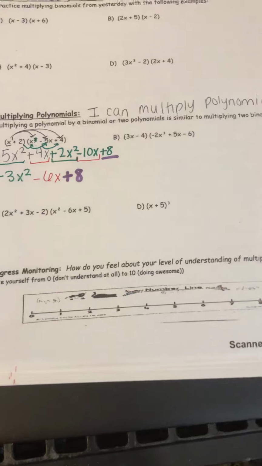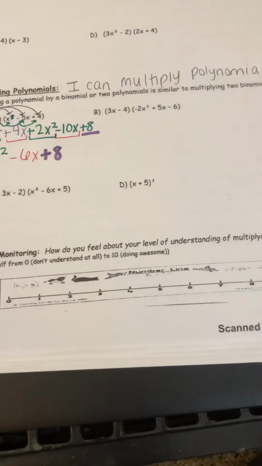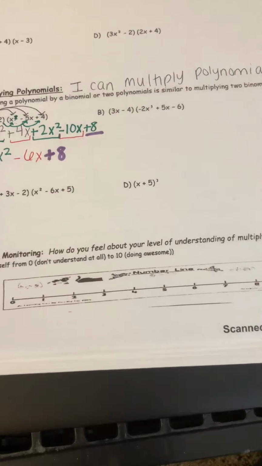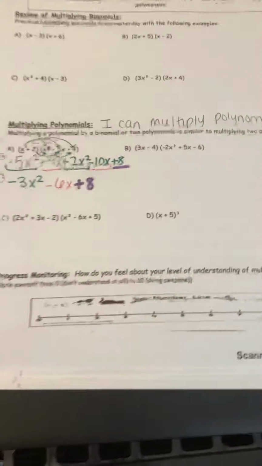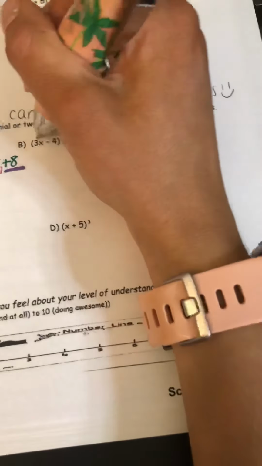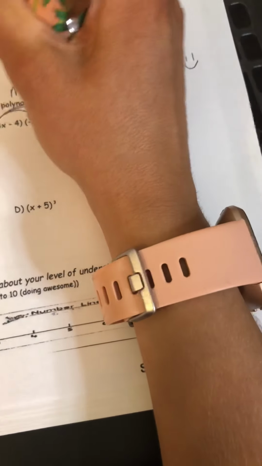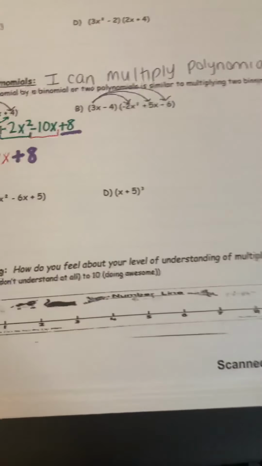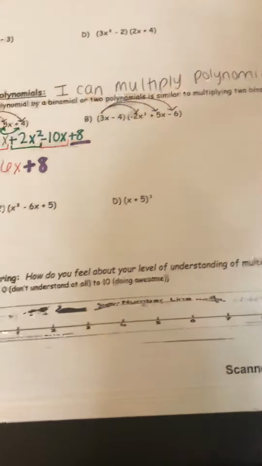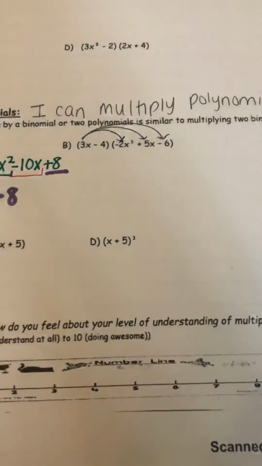Letter B, I have 3x minus 4 times the quantity negative 2x cubed plus 5x minus 6. I am going to take my 3x, and that's going to distribute to every term in the second set of parentheses. Again, I like doing that first. If you don't want to do it first, if you want to multiply each as you draw the arrow, you can do that too. But I have 3x times negative 2x cubed.